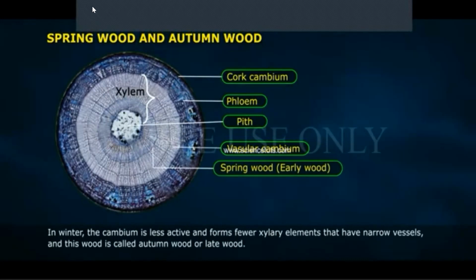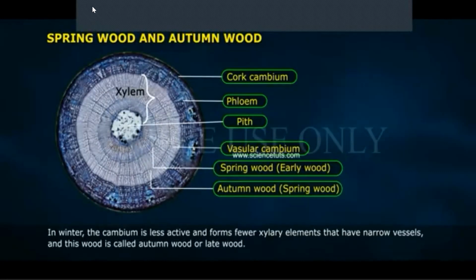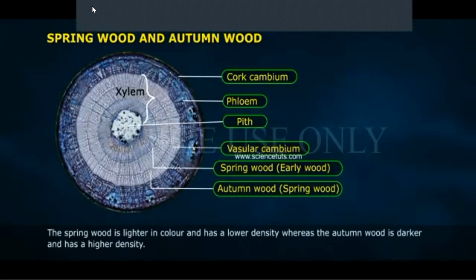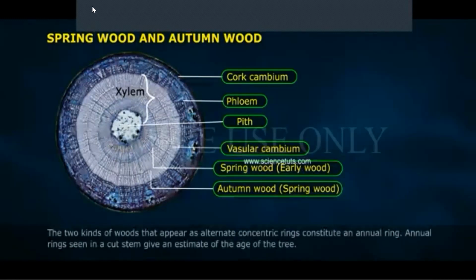In winter, the cambium is less active and forms fewer xylary elements that have narrow vessels, and this wood is called autumn wood or late wood. The spring wood is lighter in color and has a lower density, whereas the autumn wood is darker and has higher density. The two kinds of woods that appear as alternate concentric rings constitute an annual ring. Annual rings seen in a cut stem give an estimate of the age of the tree.